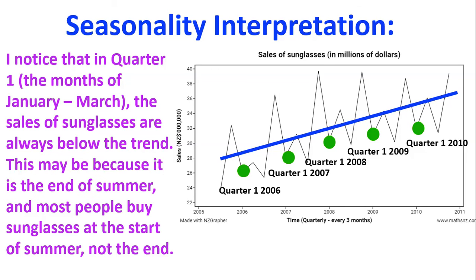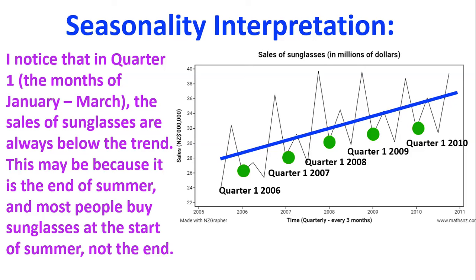Then I'm going to try and tell the story and explain why that might be. I'm going to say it might be because that's the end of summer, and most people are going to buy sunglasses at the start of summer, not the end of the summer. So we're still getting some people buying sunglasses in that time. They're definitely selling sunglasses, but it's not going to be as high as the start of summer. So that would be quarter 1.